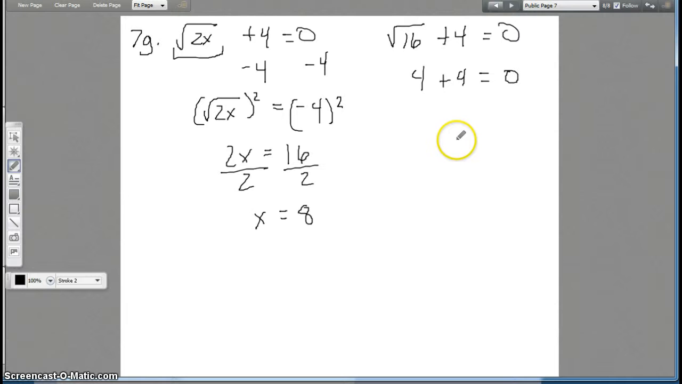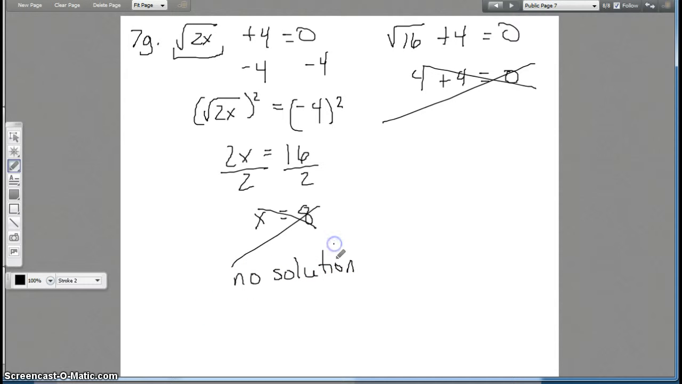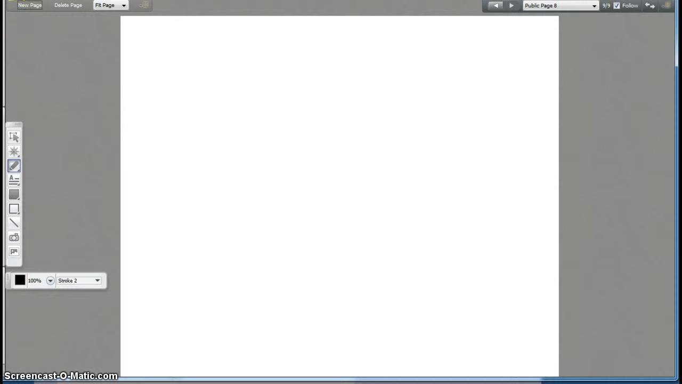Does 4 plus 4 equal 0? No, that doesn't work. That means x equals 8 is not actually a solution. This one we would write no solution, or you could write not possible. So 7G does not work. Let's take a look at another one. Try number 7G. I'm sorry, we did 7G, 7H.